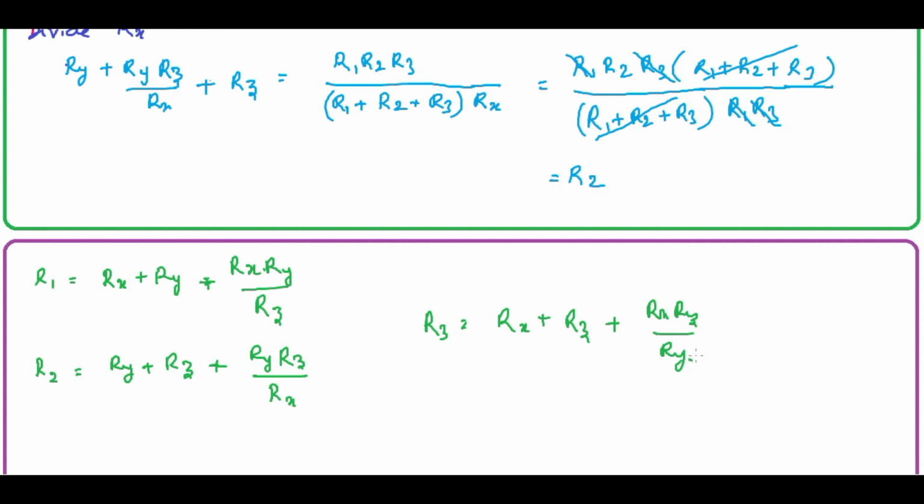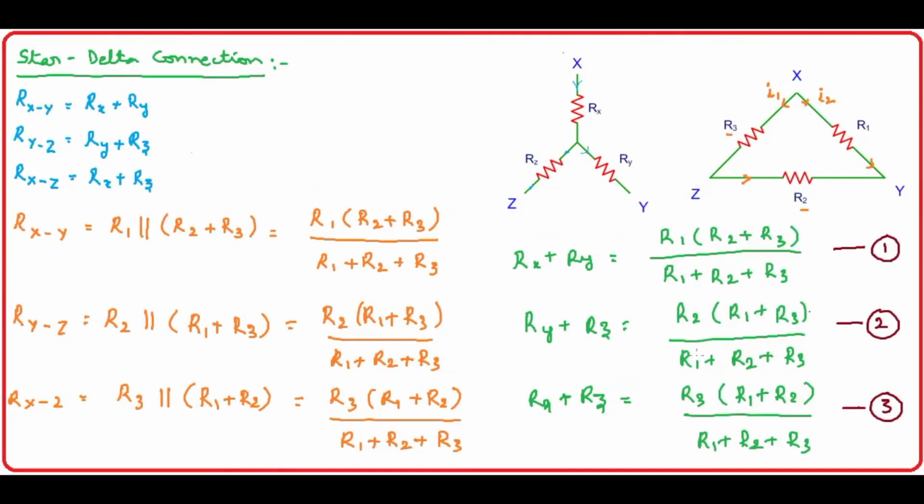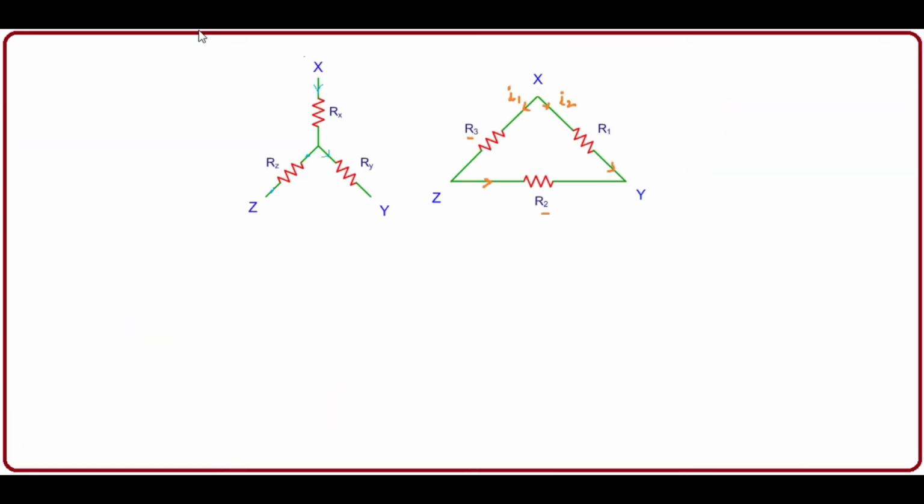Okay, so I'd like to tell you the shortcut for this. It's a very easy thing, so let me explore that part also. I want to tell you the shortcut to convert star to delta or delta to star. The shortcut is very simple. If you want to convert delta into star, see, we are converting delta into star.